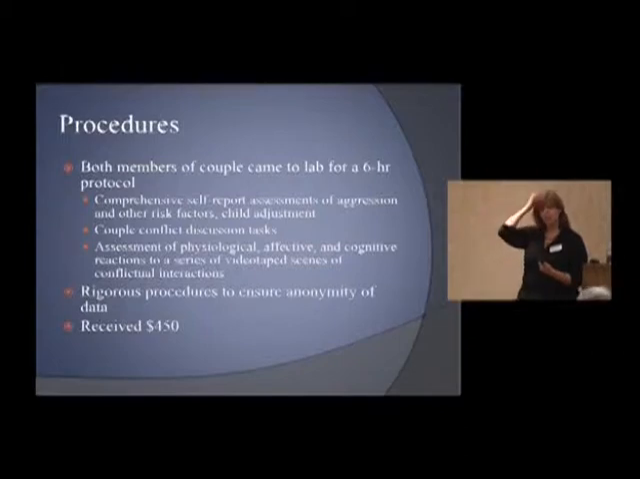In the random digit dialing phone survey, we just said that we were looking for families to participate in a study of how families cope with conflict. And in the phone survey, we assessed mild partner aggression and corporal punishment, and they look about the same as the folks who didn't come in. And couples were paid $450 because we kept them in the lab for a really long time.